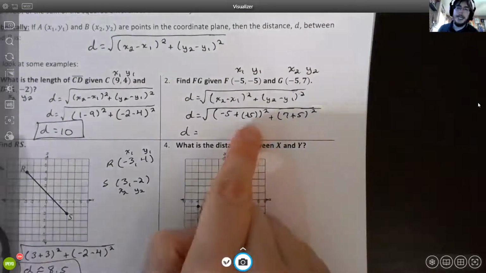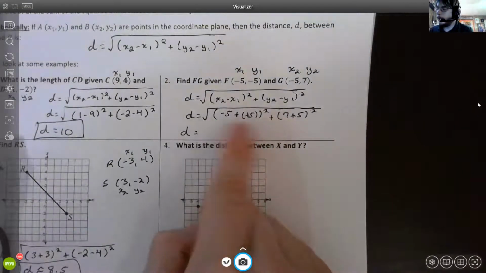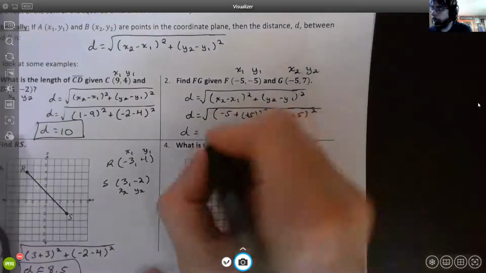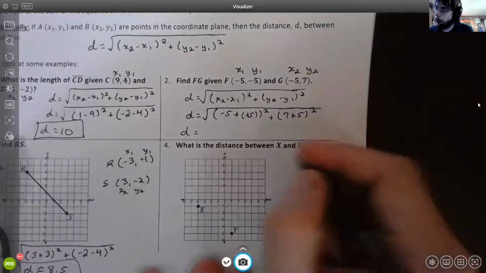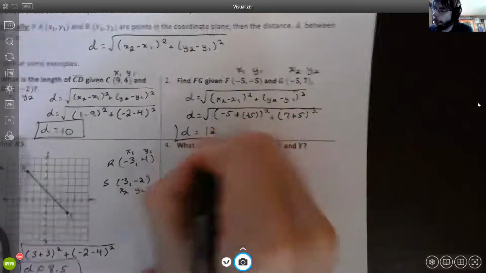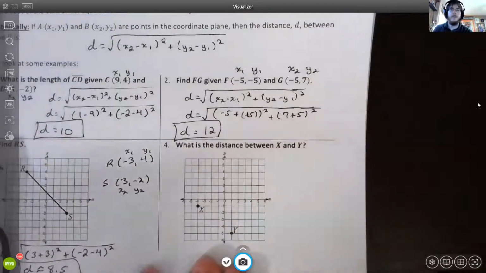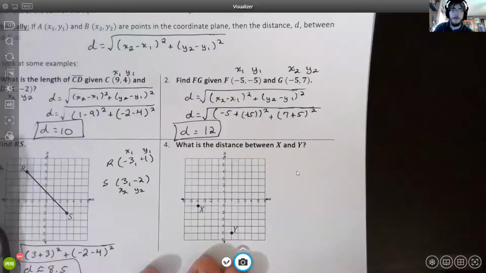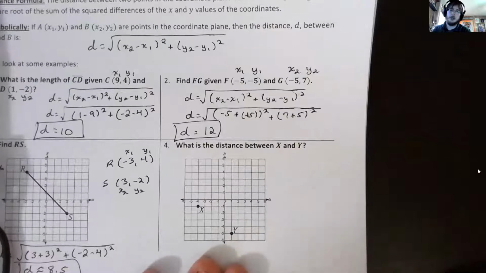Now you can type that in the calculator. When you type this in the calculator, you're going to end up with the square root of 144, which is 12. Okay, so you should end up with D equals 12 there.